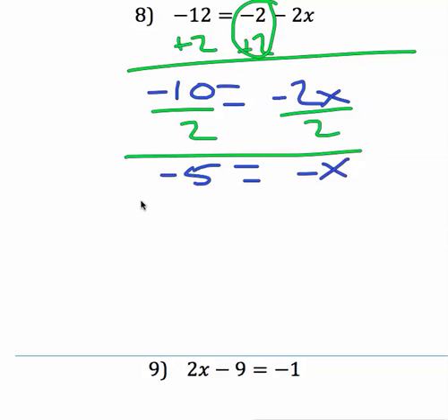Now if negative x is equal to negative 5, I can change the sign of both. I get x equals 5.